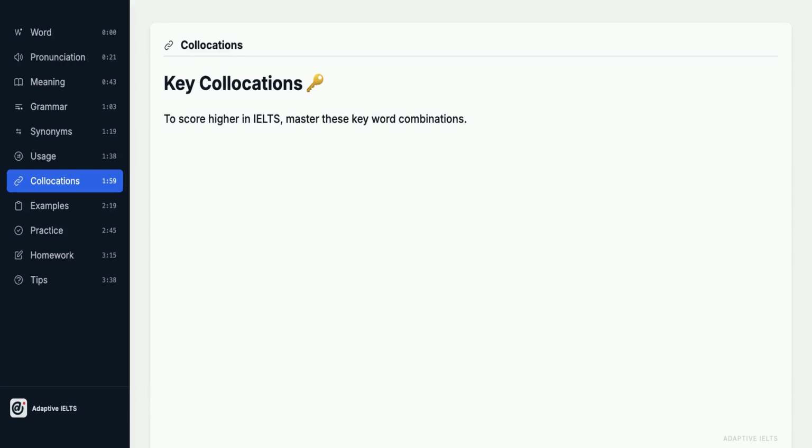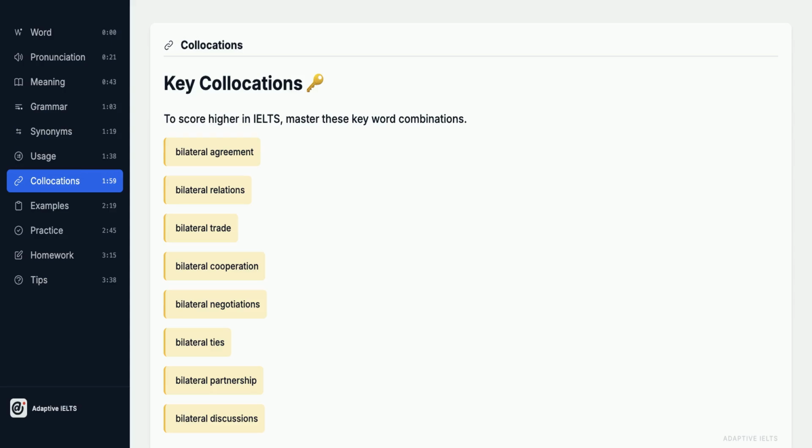To score higher in IELTS, master these keyword combinations. Common collocations include bilateral agreement, bilateral relations, bilateral trade, bilateral cooperation, bilateral negotiations, bilateral ties, bilateral partnership, bilateral discussions.